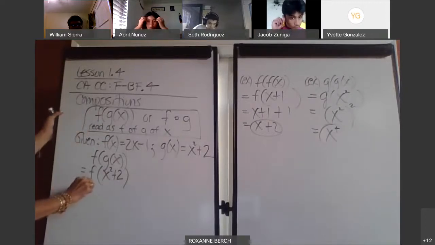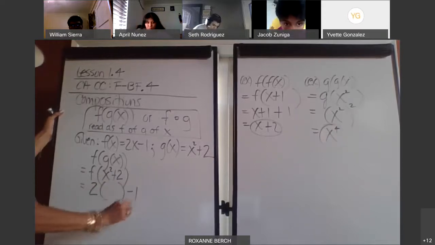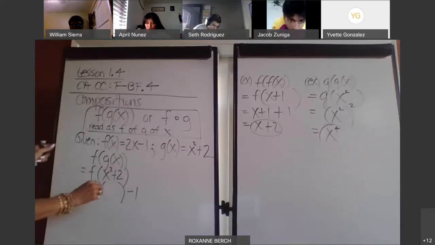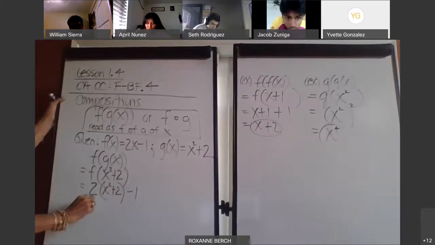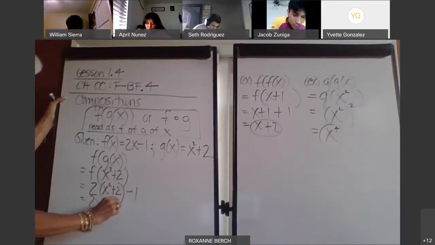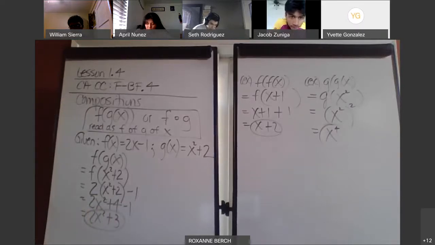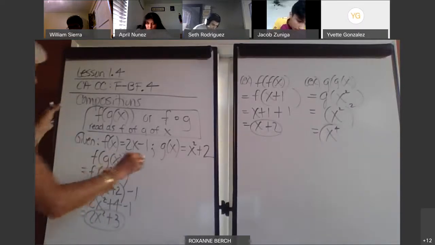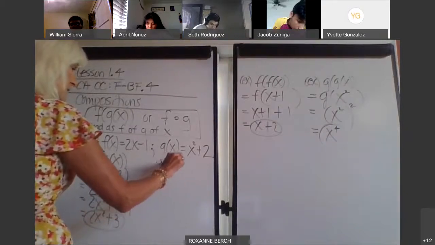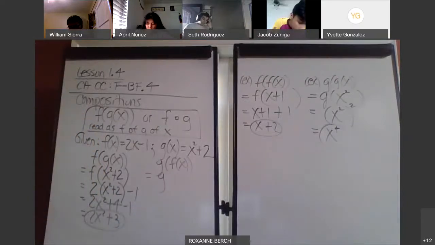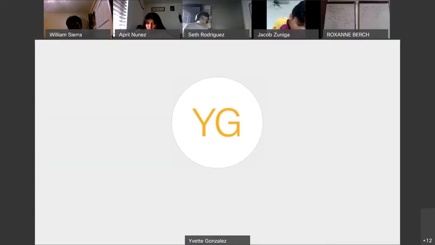So the f function is 2 times something minus 1, right? 2 times something minus 1. And the something is now x squared plus 2. So what you get here is 2x squared plus 4 using the distributive property. So you get 2x squared plus 3. Are you good? I think so. Let's do another one.